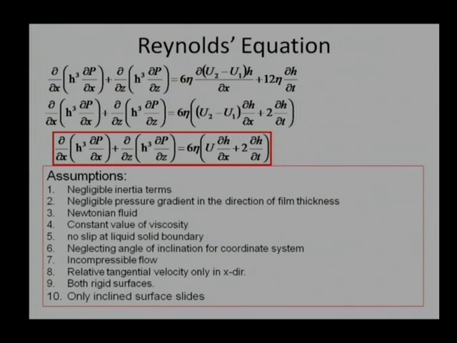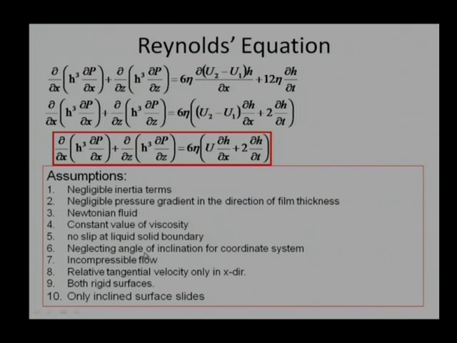Viscosity will not remain constant. It is a strong function of temperature. Then there is no slip at the liquid and solid surface. Whatever the solid surface has a relative velocity, the same sliding speed is imparted to liquid without any loss, which is true in most of the liquid cases, but it is not true for the gases, where the molecular distance is much larger and there is always a possibility of slip.